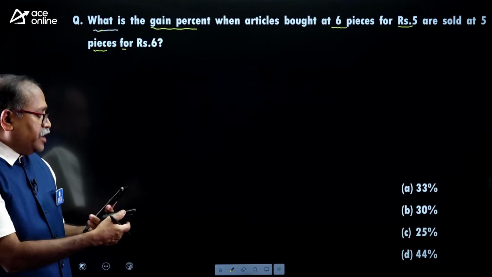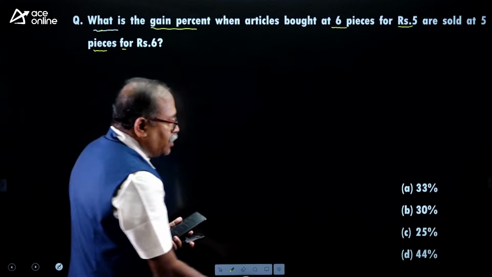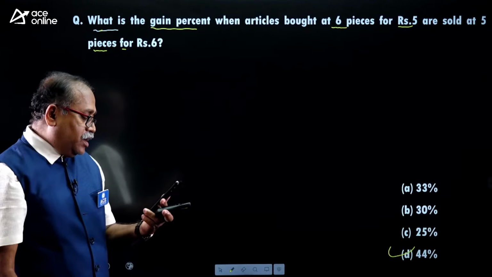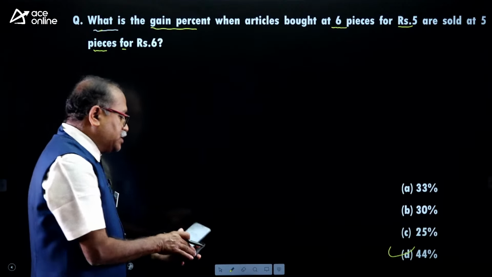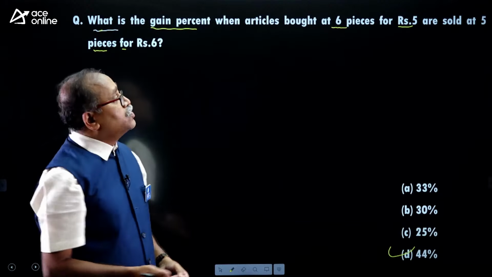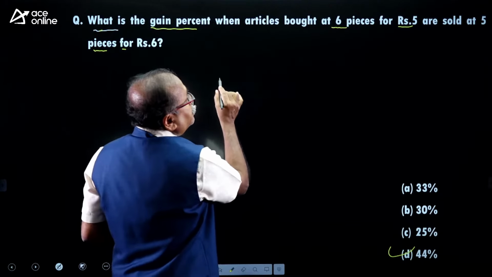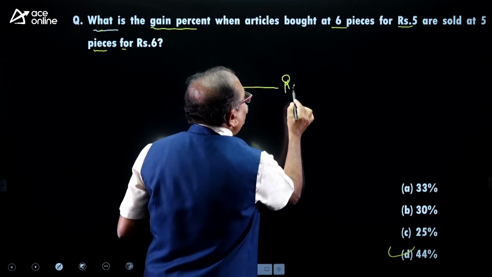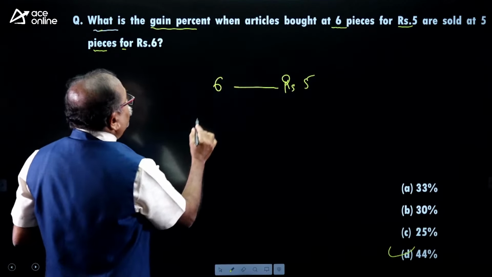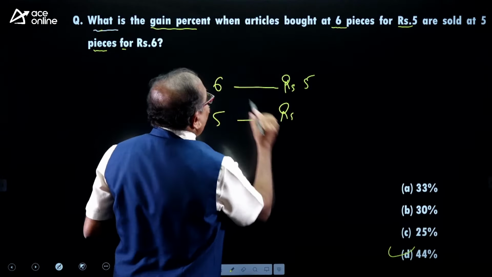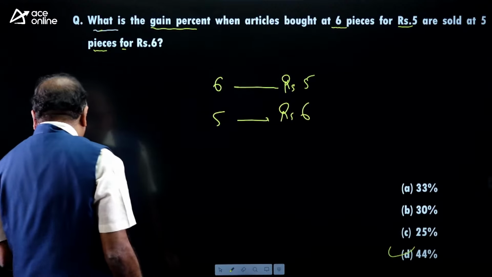I can see that Appal Naidu has said 44. And Sumit Pawar sir has said 44. And you know that this is a very common type of question. That is, he buys 6 pieces for ₹5 and sells 5 pieces for ₹6. So how do we do it?